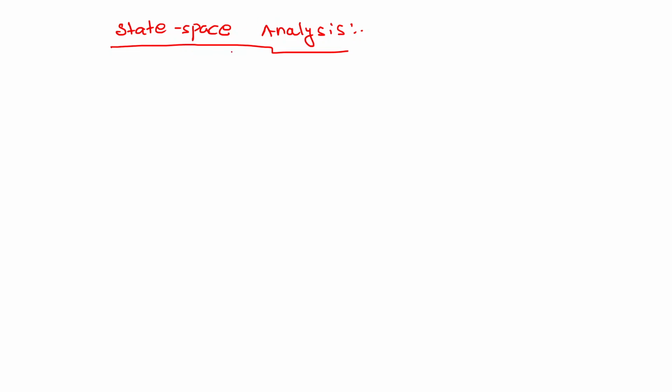First of all, why are we doing state space analysis? The question is that we can find the transfer function of a system by using block diagram reduction and Mason's gain formula. But why do we require state space analysis? The transfer function by using Mason's gain formula can only be derived for a linear time invariant system. If a system is an LTI system, then we can use Mason's gain formula to find out the transfer function.